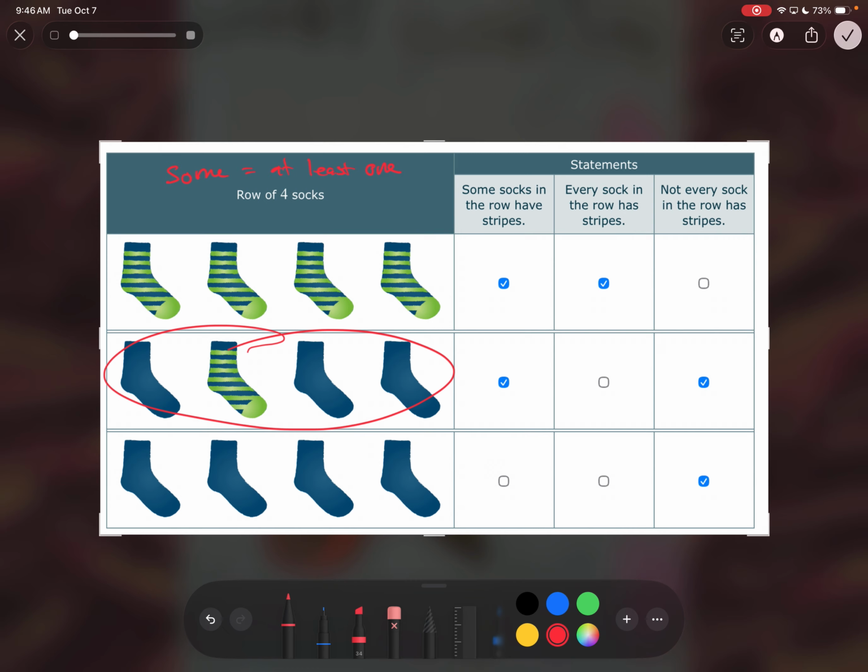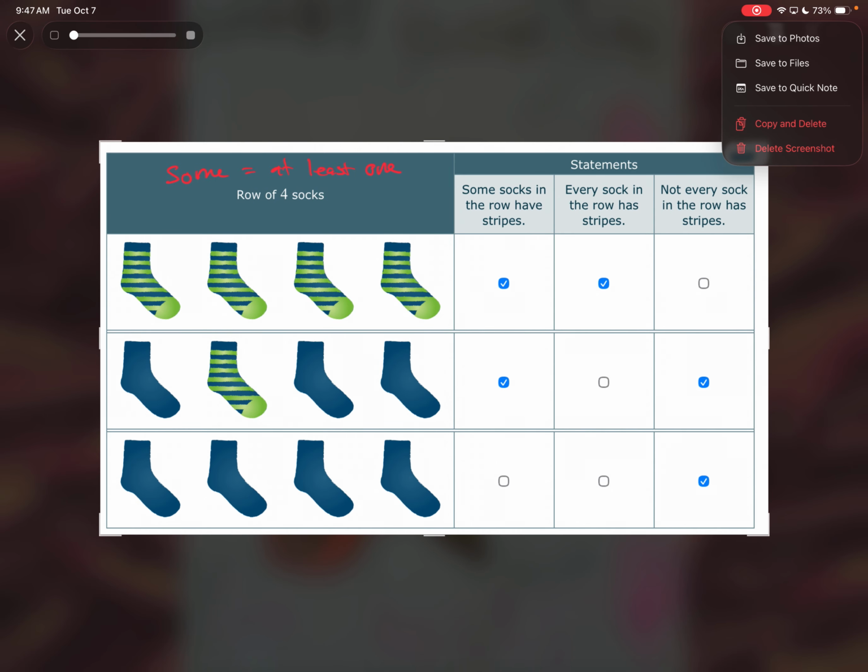Okay, there is at least one that does not have stripes. And then the last one, some socks in the row have stripes. No, because it's none. Obviously, it's not that every sock in the row has stripes. As long as there's one that doesn't have stripes, it would not have stripes, okay? So they will use a lot of words like this, but the big key there is that "some" means as long as you have one, it counts as some.